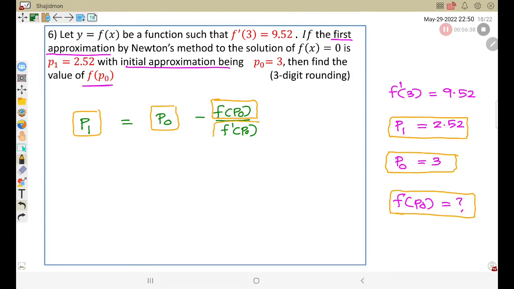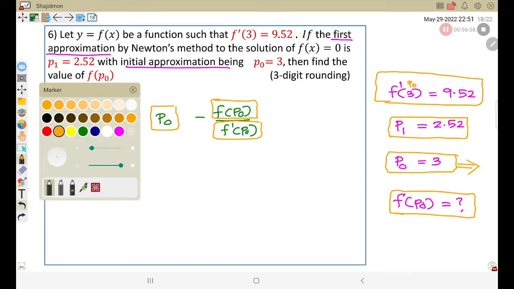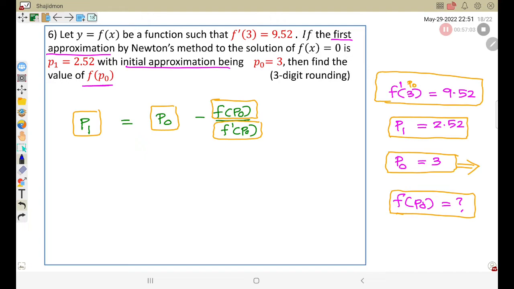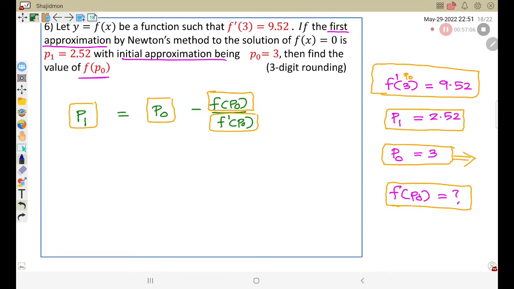But f dash at P0 is given. What is f dash at P0? It is 9.52. F dash of P0, P0 means the number 3. See, the bracketed number is the P0 number. P0 is 3, correct? So f dash of 3, meaning f dash of P0, equals 9.52. So we can apply whatever numbers are given, so that we will get f of P0. So we will do it here.